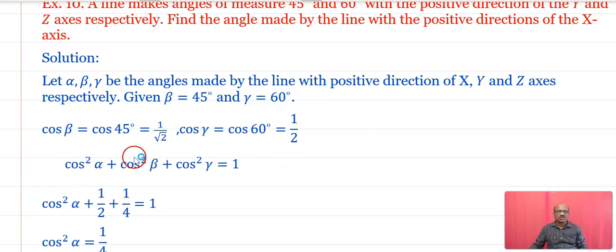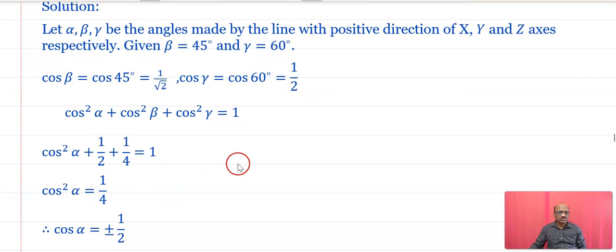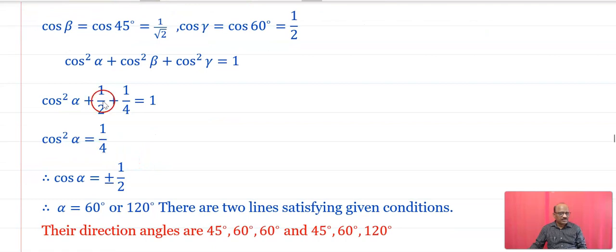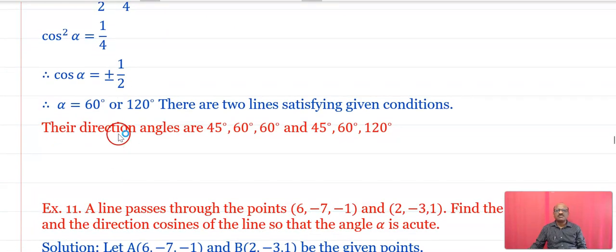Cos square alpha plus cos square beta plus cos square gamma is equal to 1. Therefore cos square alpha plus 1 upon 2 plus 1 by 4 equals 1. Here again 1 by 2 plus 1 by 4 is 3 by 4, and 1 minus 3 by 4 is again 1 by 4. Cos square alpha is equal to 1 by 4. Take the square root on both sides. Then you will get cos alpha is equal to plus or minus 1 upon 2.